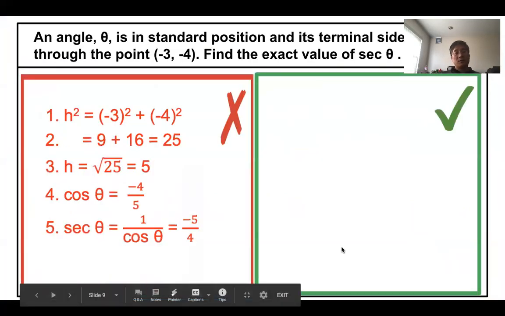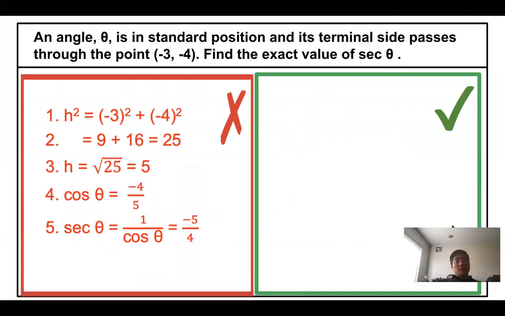So let's try this. This is error analysis. You are familiar with this already. The angle is in the standard position and the terminal side passes through (-3, -4). Find the exact value of secant theta. Secant is the reciprocal of what? Cosine. So this person used the cosine. Is it correct? It looks correct. What is wrong here? Can you find out what the error is? Can you think about it?